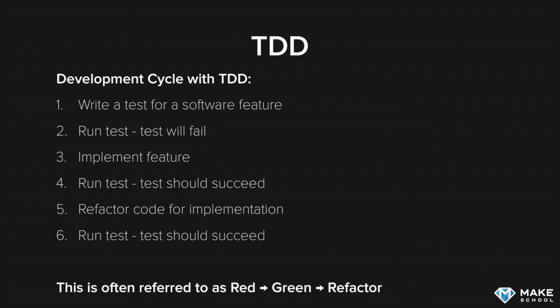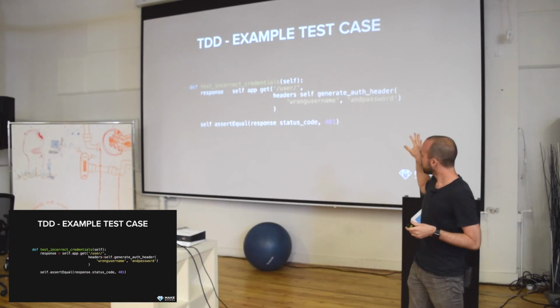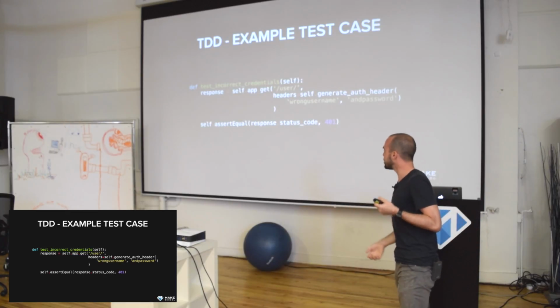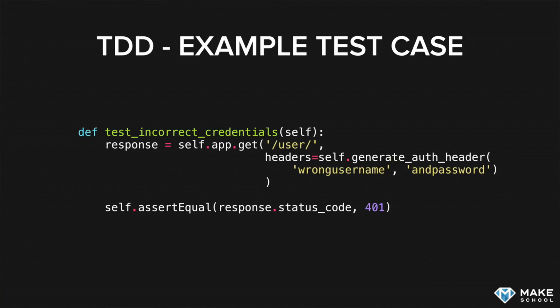Cool. Just in terms of terminology, this process is often called red-green refactor because the tests first fail, then they pass, and then you can refactor the tests and the code. Just so you know what tests look like, they're essentially just Python code. And I have, as part of the template project, already written the first test. But this is what a very simple test could look like.